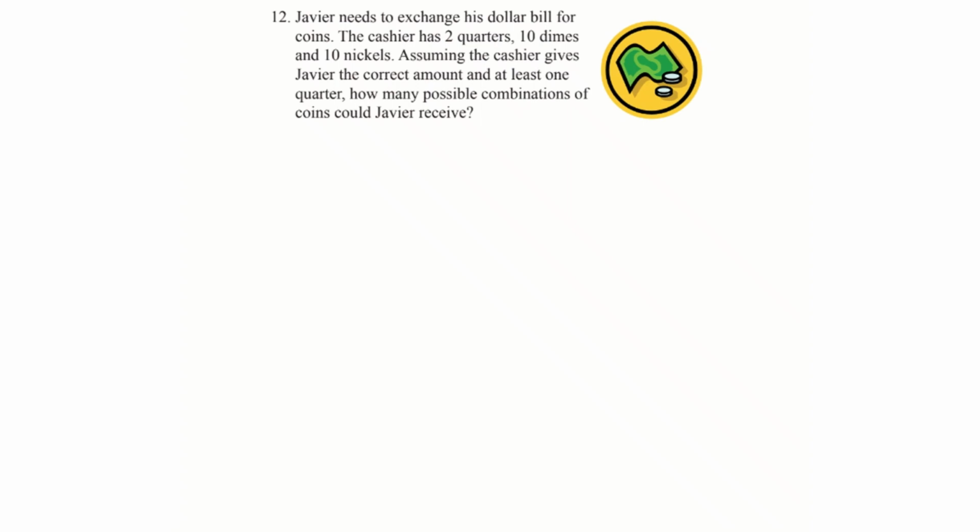Alright, so he is exchanging his dollar bill. That is 100 cents. And we want to make sure that the cashier gives him at least a quarter, so that is guaranteed. So let's slash this down to 75 cents, and the cashier now only has a quarter, 10 dimes, and 10 nickels. And this is sort of shorthand for the coins, as you likely guessed.